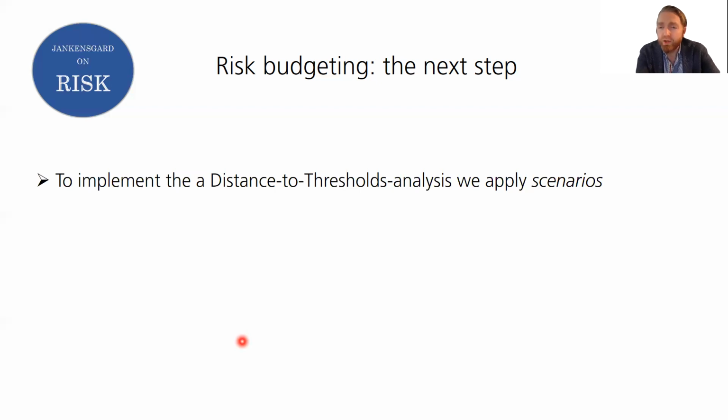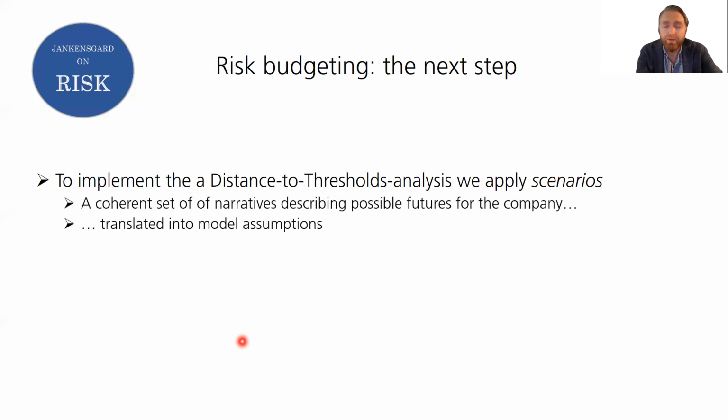And scenarios, you need scenario capabilities for that. So you set the model up so that it's capable of running any number of scenarios for multiple risk factors. So you translate the whole thing into model assumptions, like if this scenario happens, what would be the values for your risk factors that you send through your model.